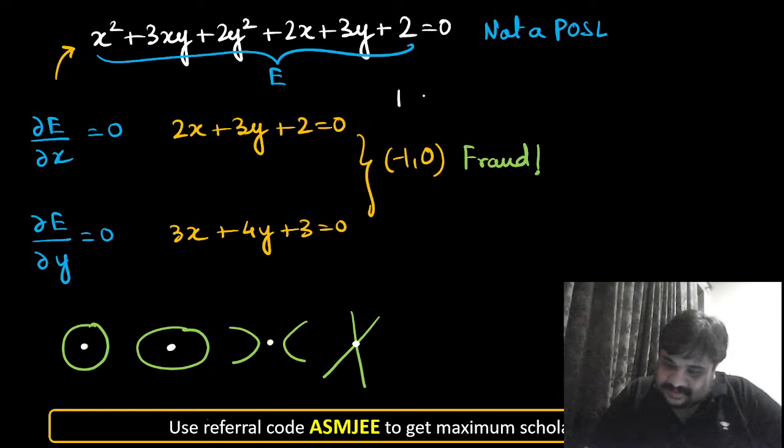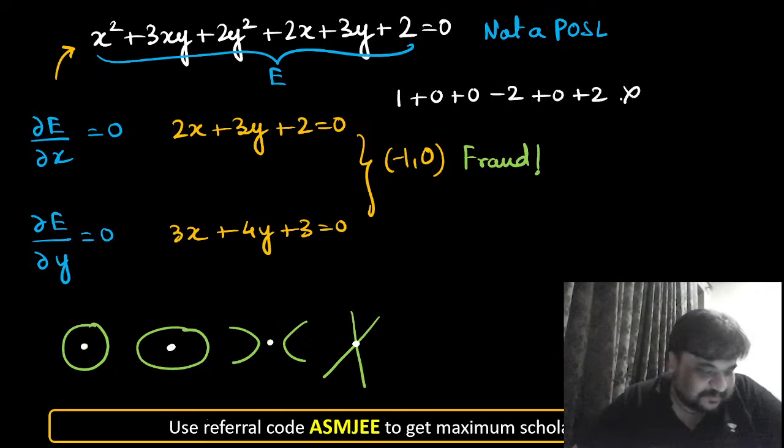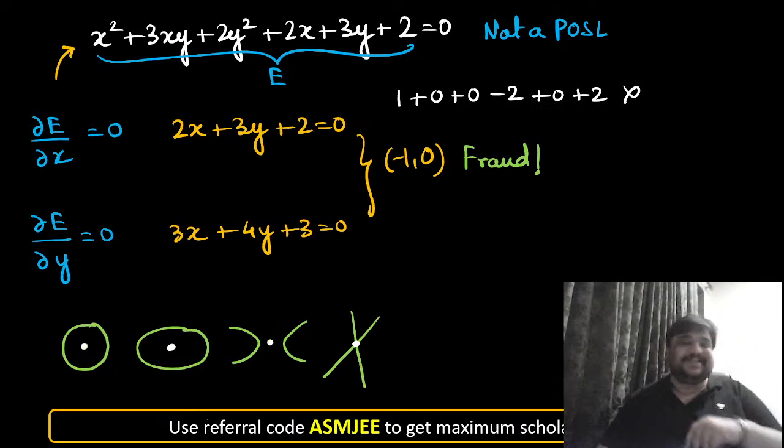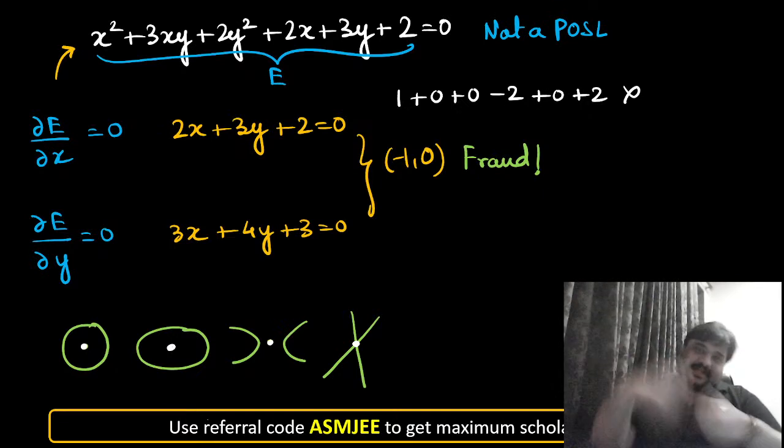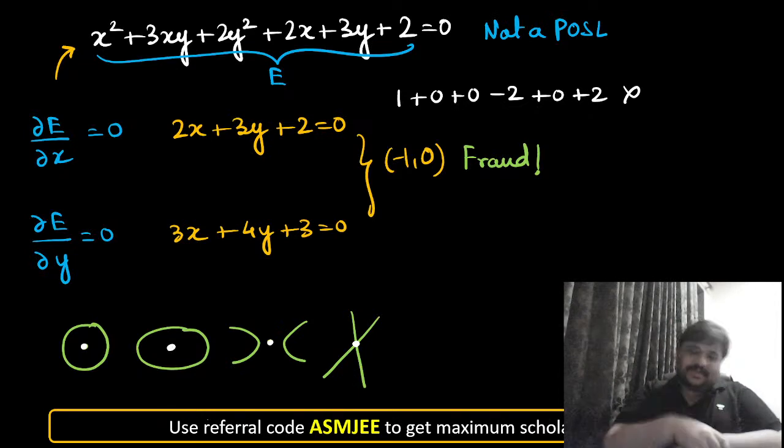So 1 plus 0 plus 0 minus 2 plus 0 plus 2. No, it does not satisfy. Cool, right? So using this method you can also check. If the obtained answer satisfies the original equation, then it's okay.